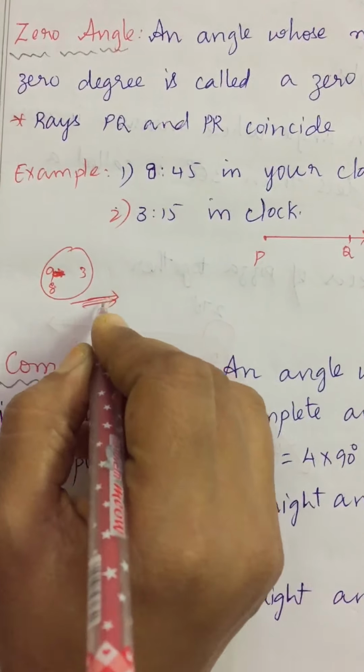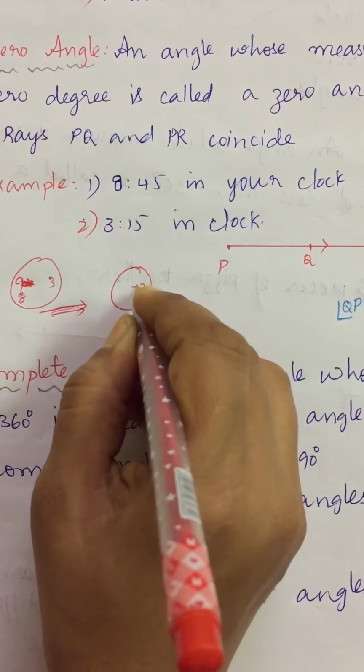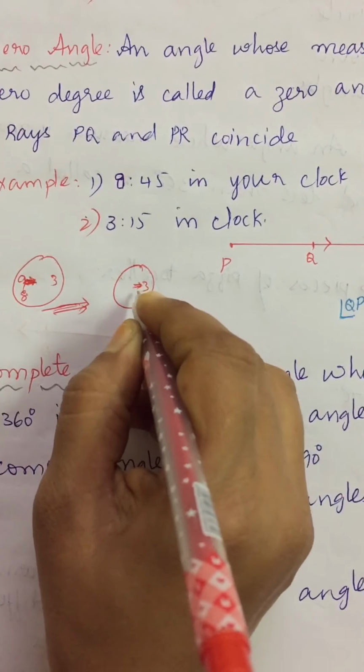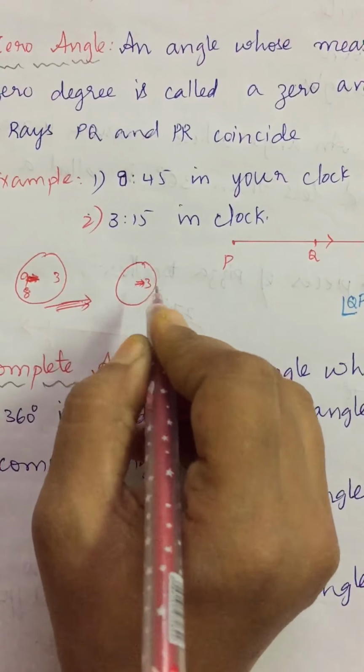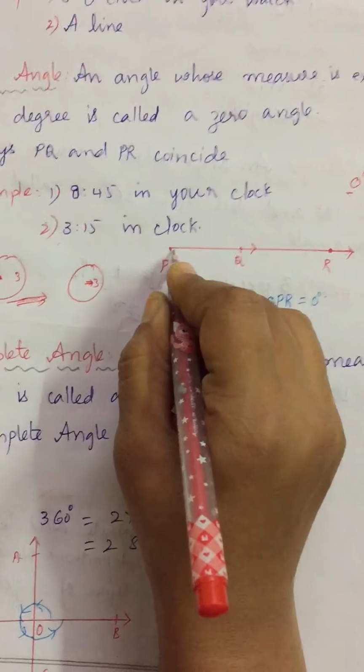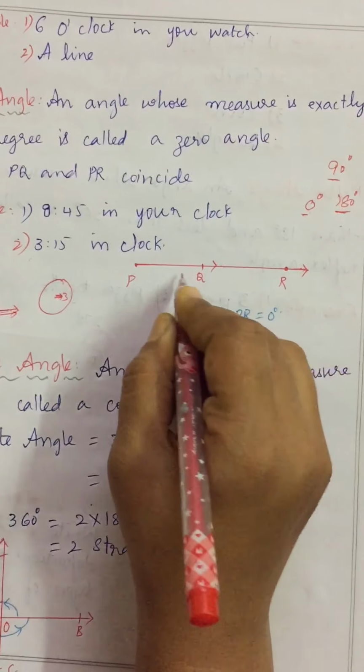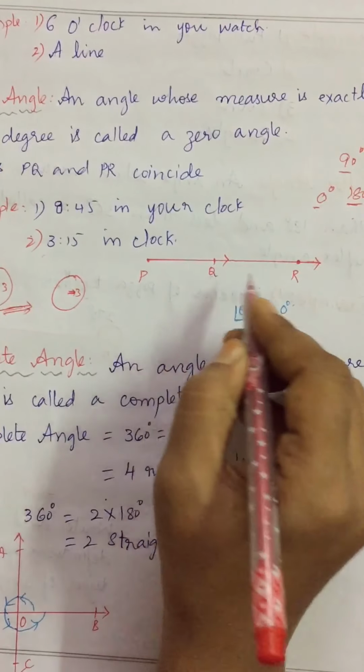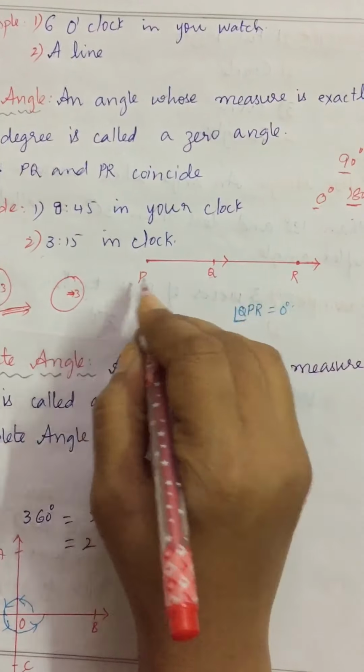Or when your clock shows 3:15, both hands of the clock will be on 3 only, so it is also a zero angle. See this symbol, both rays move in the same direction. Angle QPR, we read it as angle QPR, is nothing but a 0 degree angle. Am I clear children? Now next is the complete angle.